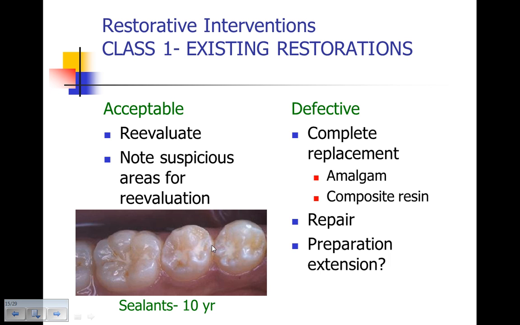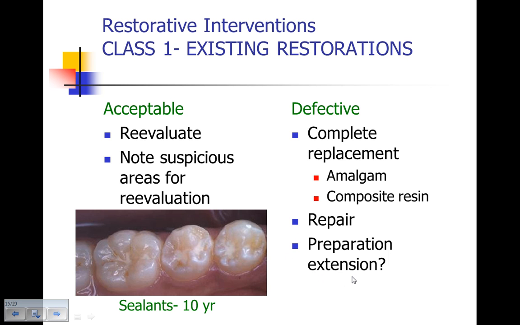What if we do our examination and we determine that the existing restoration is defective? If it's defective, we consider complete replacement, whether it be amalgam or composite, which means removing the entire restoration within the tooth preparation. If it's just an isolated area that is defective and the rest of the restoration is intact, to maintain pulpal health, just do an isolated repair of that restoration with the restorative material. Our preparation extension is going to be dependent upon the extension of the defect or the pathology.